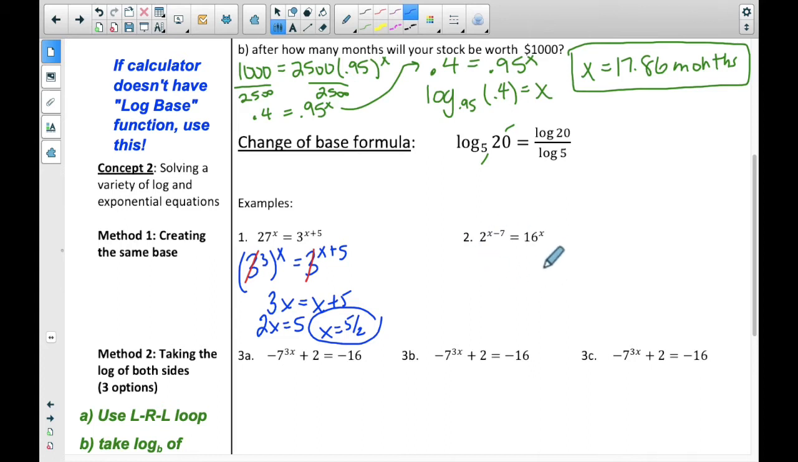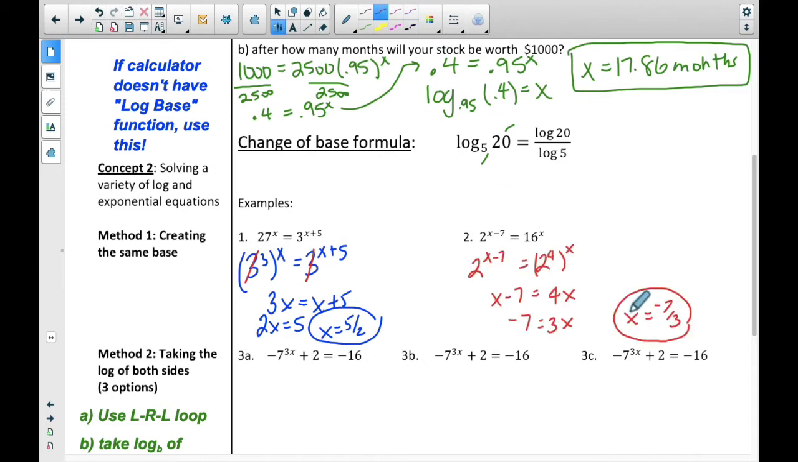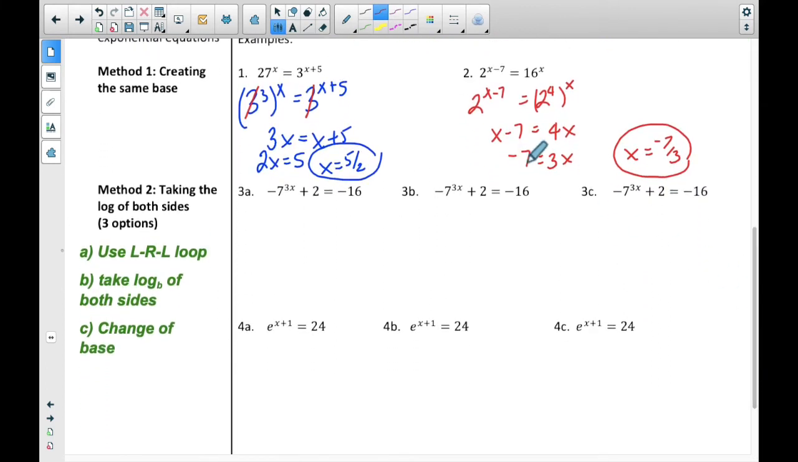We would do that same thing over here. I just did this example for you. Why don't you pause here and try to do this one on your own? Okay, 16 is 2 to the 4th power, so I can make this 2 to the 4th to the x, so that means x minus 7 is equal to 4x, and I just solve that and I get negative 7 over 3. Okay, that is one way to do it.